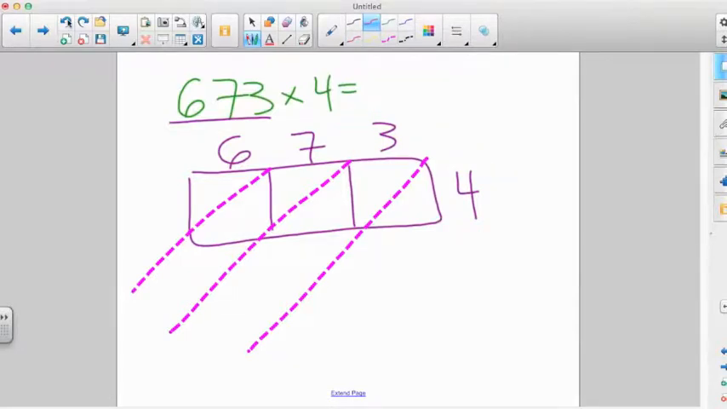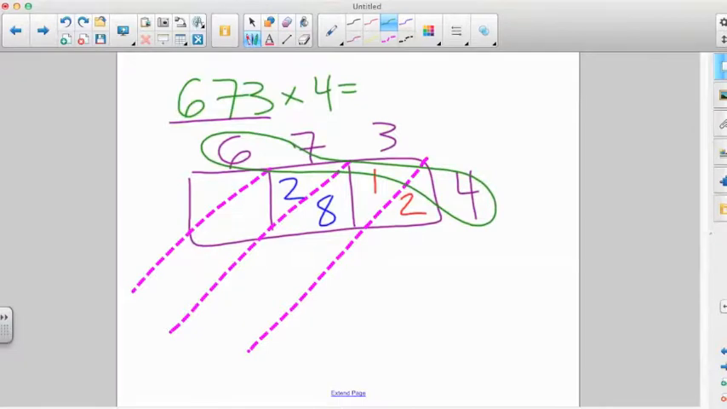Our first step to solving this problem, and hopefully you guys got this correct, is multiply 3 times 4. That's 12. We have 2 1s and 1 10. Next we have 7 times 4, and 7 times 4 is 28. We have 8 1s and 2 10s. Next we have 6 times 4, and 6 times 4 is 24. So again, we have 2 10s and 4 1s.